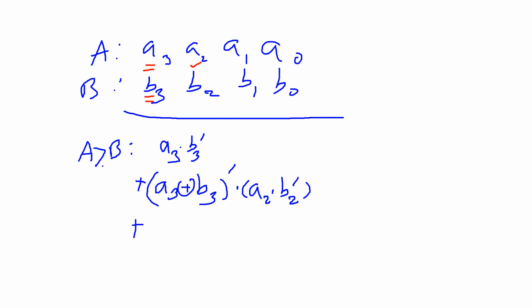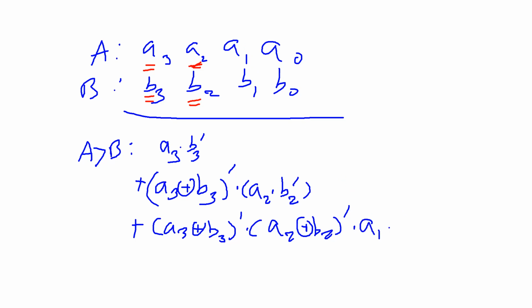The third case that can make A is greater than B is A3, B3 are the same, A2, B2 are the same. A1 is greater than B1. So you can write it as A3 equal to B3, A2 equal to B2. Use XNOR, right, to check that is equal or not. And A1 is greater than B1. A1 is 1, B1 is 0.